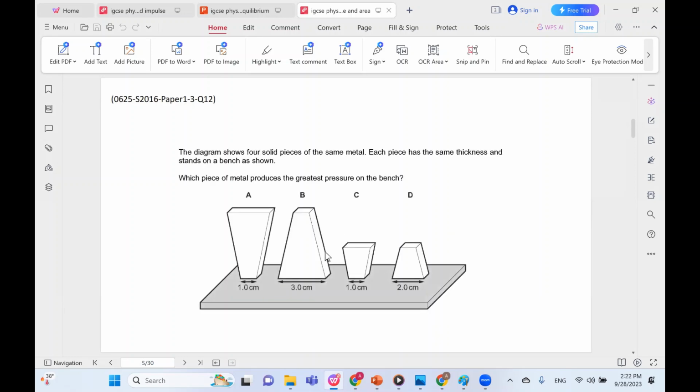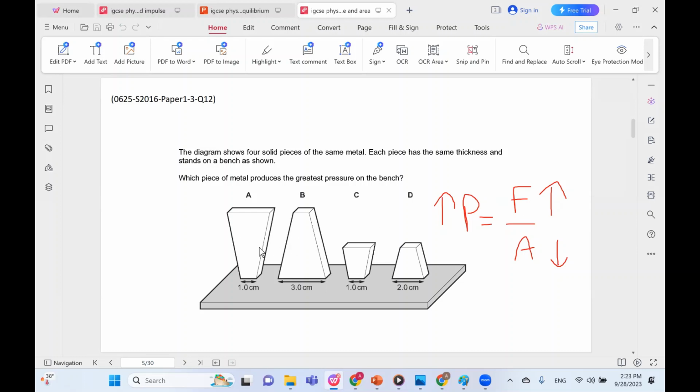The diagram shows four solid pieces of the same metal. Each piece has the same thickness and stands on a bench as shown. Which piece of metal produces the greatest pressure on the bench? So again, pressure equals force over area. So to increase pressure, I need to increase the force and decrease the area. I need to minimize the area and have as big a force as possible. So obviously, we're going to focus on A and B because they are the bigger objects, so they have the bigger weights and therefore the bigger force.